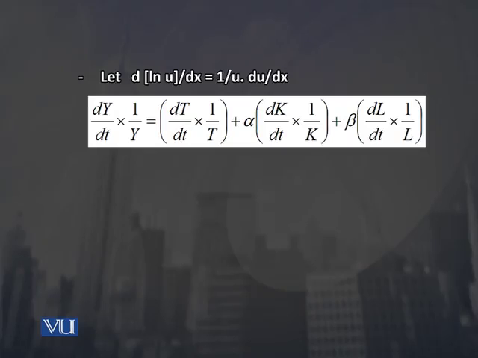And this will be equivalent to the derivative of technology with respect to time multiplied by the reciprocal of technology value, and this will be added to alpha times, again we will follow the same rule, and it will give you alpha multiplied by the reciprocal of capital multiplied by the derivative of capital with respect to time, plus beta times the derivative of labor factor input with respect to time multiplied by the reciprocal of L.